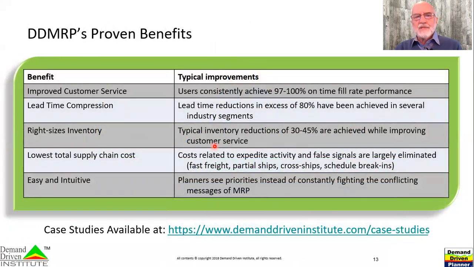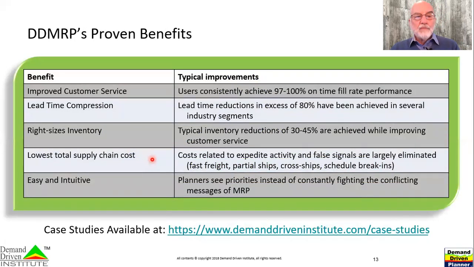So what are the sort of benefits that people are getting from implementing DDMRP? Definitely improved customer service. Users consistently achieve 97 to 100% on-time fill rates. Lead time compression in excess, in some cases, of 80%. Right-sized inventory. Typically, inventory reductions of 30 to 40, 45%. Most people have too much inventory. Okay, so we can reduce inventory and we can increase customer service levels at the same time.